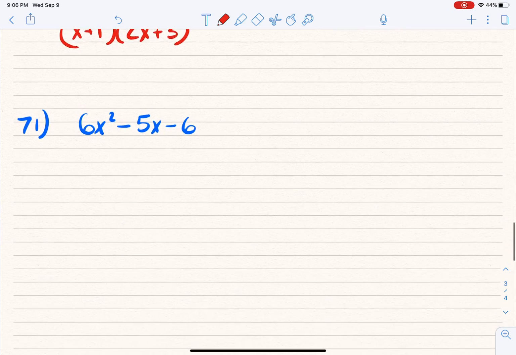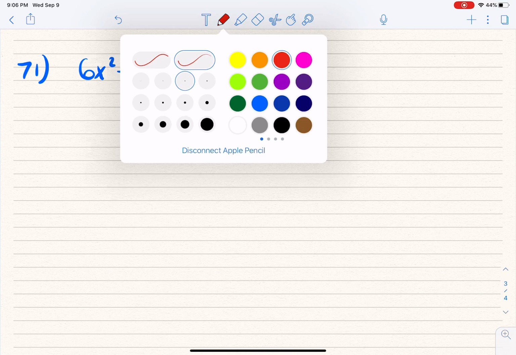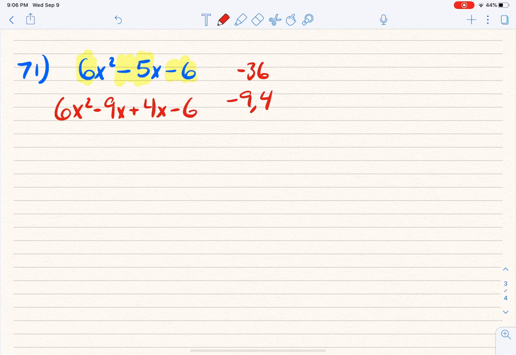All right, and now the last one. We look at this and we say, okay, I've got this 6x squared minus 5x minus 6. So again, look at the first and last terms, 6 and -6. That gives us -36. What are the factors of -36 that are going to add up to be -5? This could be -9 and +4. So I split that into those two values and say 6x squared minus 9x plus 4x minus 6.